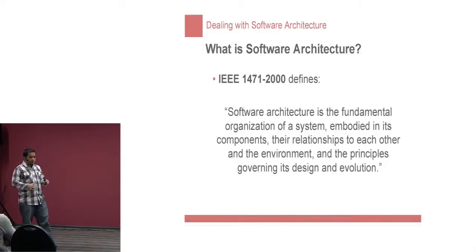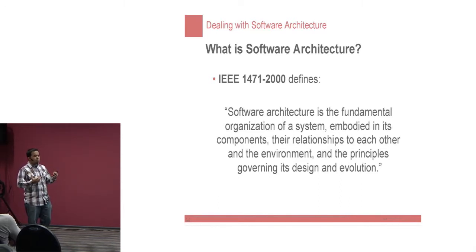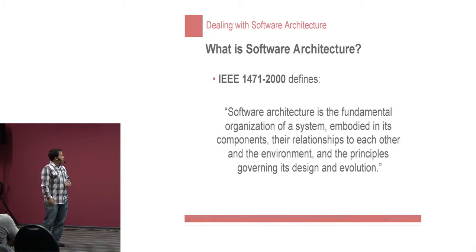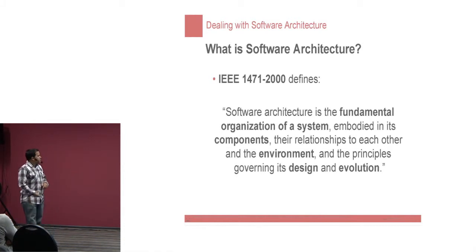So really, what is software architecture? There are so many different opinions of what that means, so I guess the IEEE took a stab at it, saying that it's the fundamental organization of a system, components, and the environment, and it defines the relationship between these components. I think this is a key aspect of this.